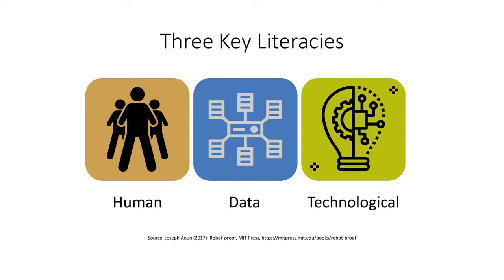And the third is technological literacy, which is essential if we are to understand machines and their uses. Learners must be able to use and deploy software and hardware in order to maximize their powers to achieve and create. So if we equip our learners with these three literacies, the human, the data, and technological, we will be preparing them for 2020 and beyond.